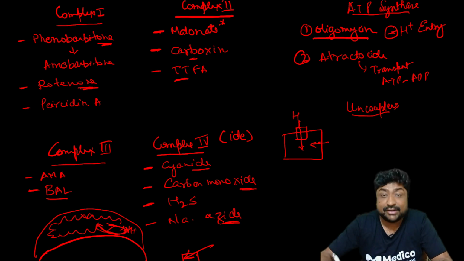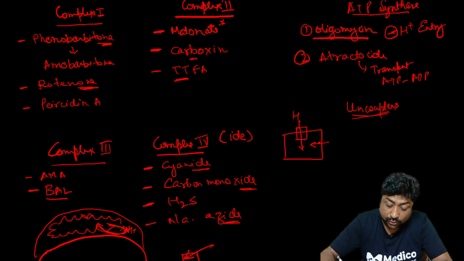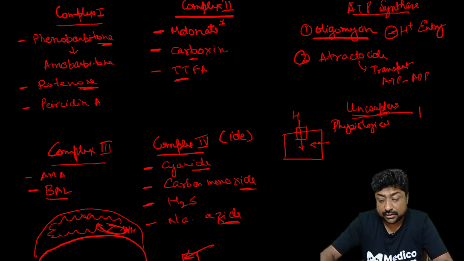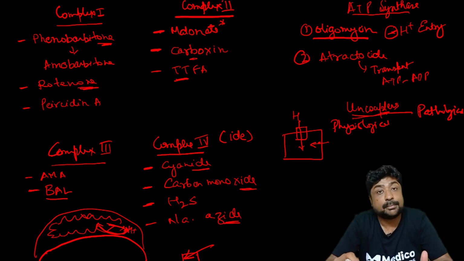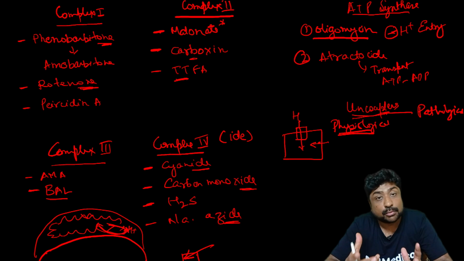Uncouplers, very interestingly, are a part of our physiological mechanism also. So we have physiological uncouplers and pathological uncouplers, which means some chemicals which can also do the uncoupling. What are the important physiological uncouplers? Free fatty acids or brown fat can be a very important physiological uncoupler. Then a hormone like thyroxine. Third, you can also think of thermogenin. This works on uncoupling protein 1. So these three are very important physiological uncouplers.